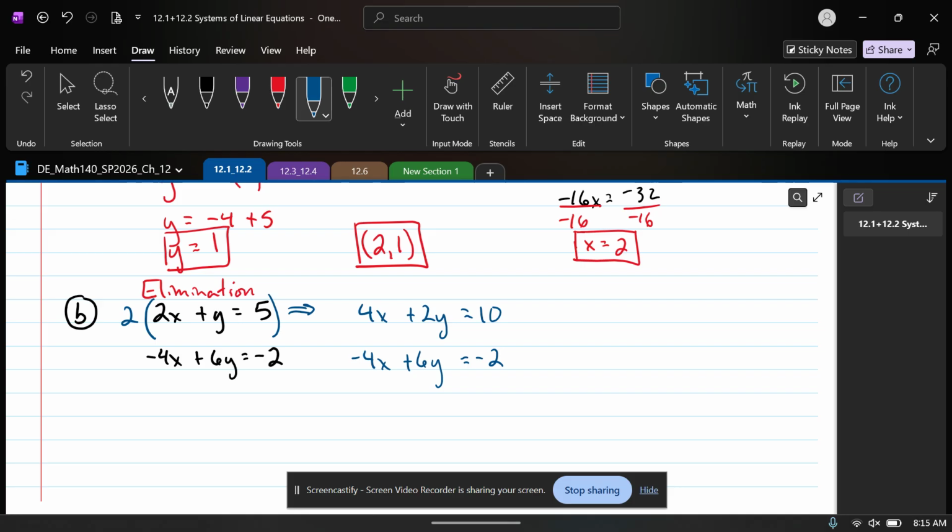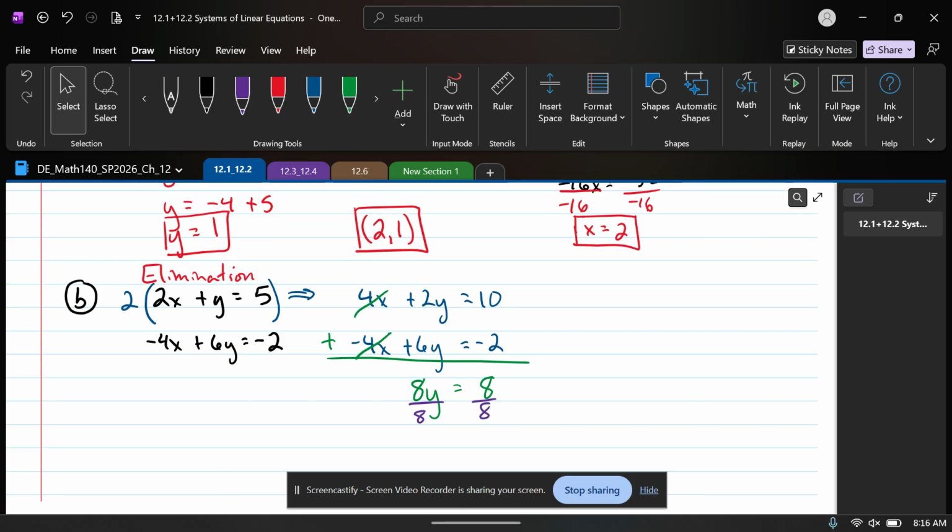With elimination, if you need to multiply both of them by something, you can. If you just need to multiply one of them by something, you can. That's absolutely legal to do. Here, I just needed to multiply one. And then what's going to happen is the x's are going to eliminate one another. And then when you add the y's together, that's going to be 8y. And then 10 and negative 2 is positive 8. This is why I like elimination, because I get a one-stepper to finish it. All I got to do is divide by 8.